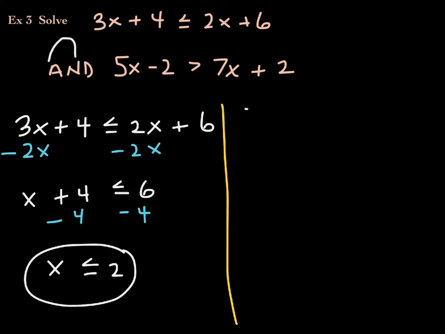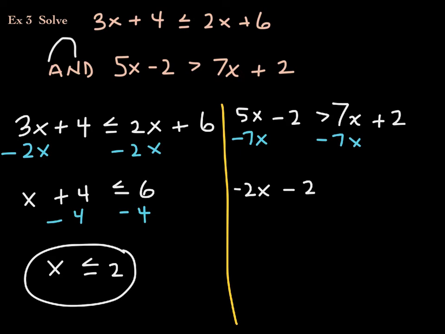The next inequality says 5x minus 2 is strictly greater than 7x plus 2. Again, I want to keep my variable on the left, so I'm going to subtract 7x from both sides. That leaves me with negative 2x minus 2 is strictly greater than 2. I'll then add 2 to the right side. Well, actually, I'm adding 2 to both sides, right? So I have negative 2x is strictly greater than 4. What I'll do next is divide both sides by negative 2.